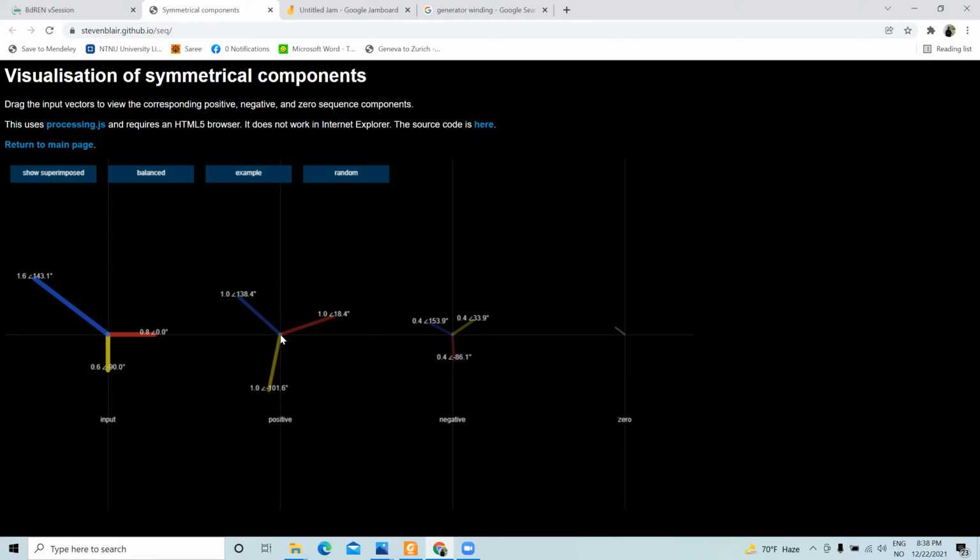Are you used to the zero sequence, positive sequence, negative sequence? Is everyone used to this?